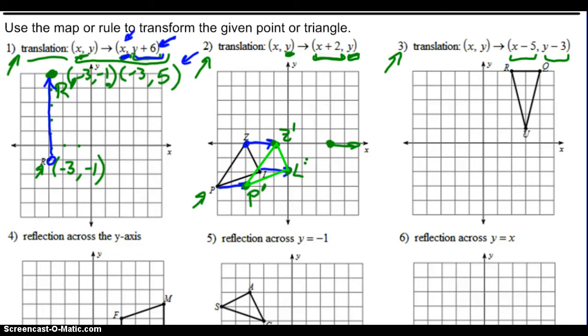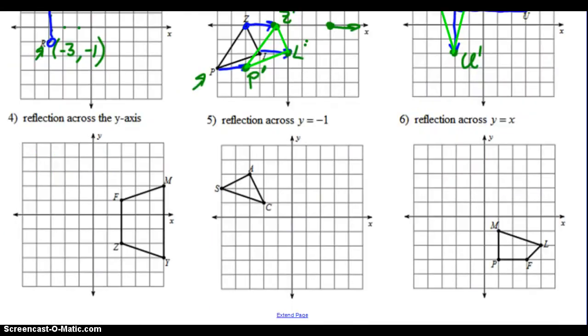The answers are going to appear on the screen in 3, 2, 1. So as you can see, starting with R, I went back 5 in the X direction because my map says X minus 5. And I went down 3 in the Y direction because my map says Y minus 3. And I've gotten to R prime. Here are the other 2 points mapped. And here is the fully translated triangle. And there it is. What about reflections?